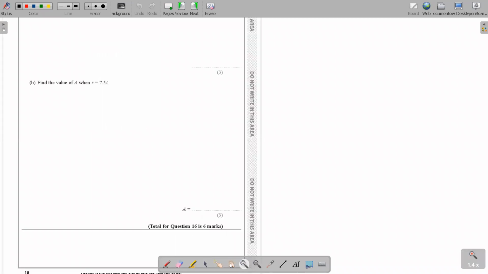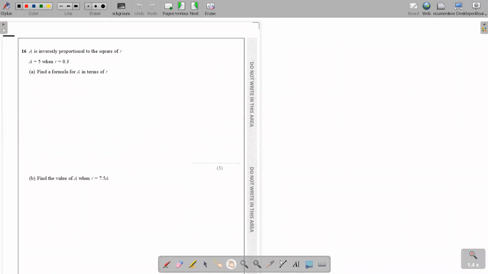Okay, so let's move on to question number 16. A is inversely proportional to the square of R. You know how inversely proportional works: it's 1 over. If it was directly proportional, you would write A proportional to R squared. Inversely proportional, you write 1 over R squared. To remove the proportional sign, you put a constant, so K over R squared.